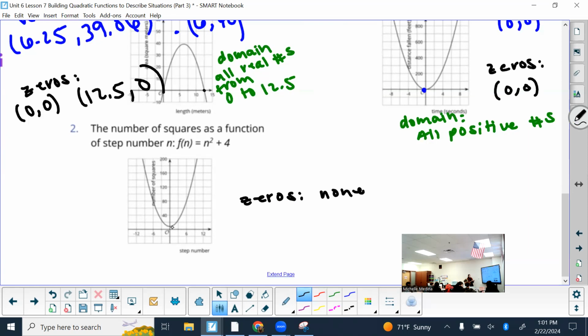The (0, 4) might be a y-intercept, but not an x-intercept. Zeros have to be x-intercepts. Make sense? Any questions? And having your zero be 0 is different than having it be, there's no zeros. Okay? So keep that in mind too.